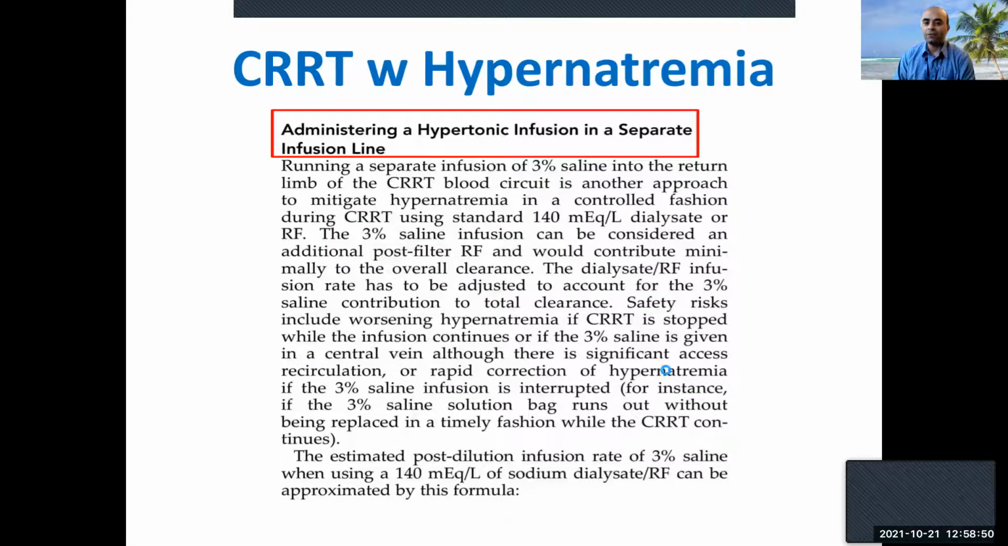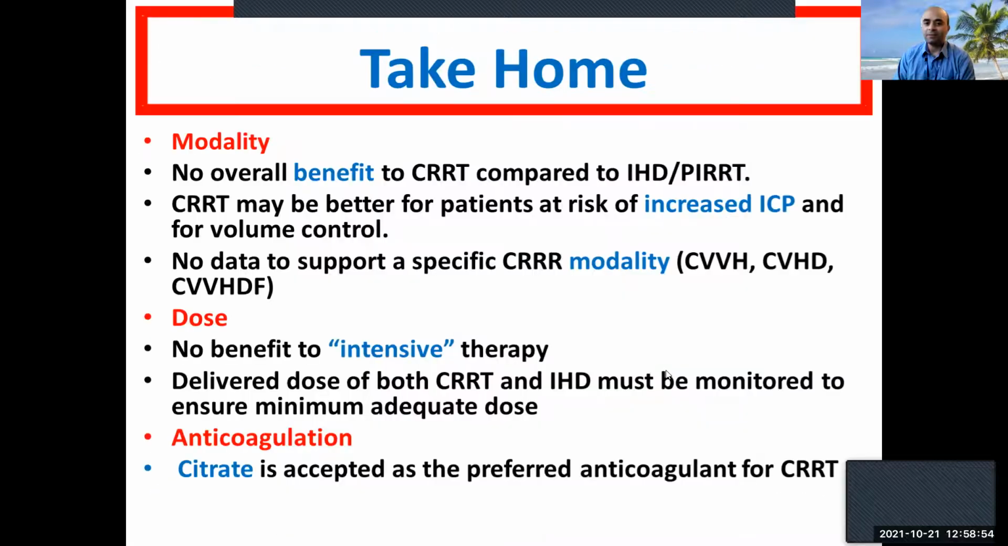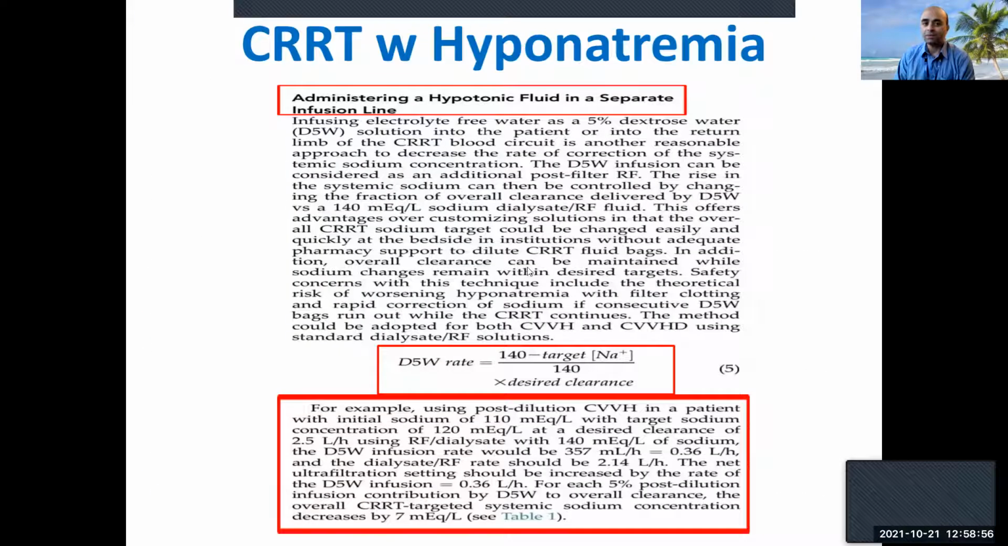Just to review the previous order for CRRT, we mentioned the most important thing. If I find one patient with hyponatremia, I searched for this paper and asked my colleague about CRRT with hyponatremia. We can use hypotonic fluid to avoid overcorrection. We can use this equation for how much D5 water.